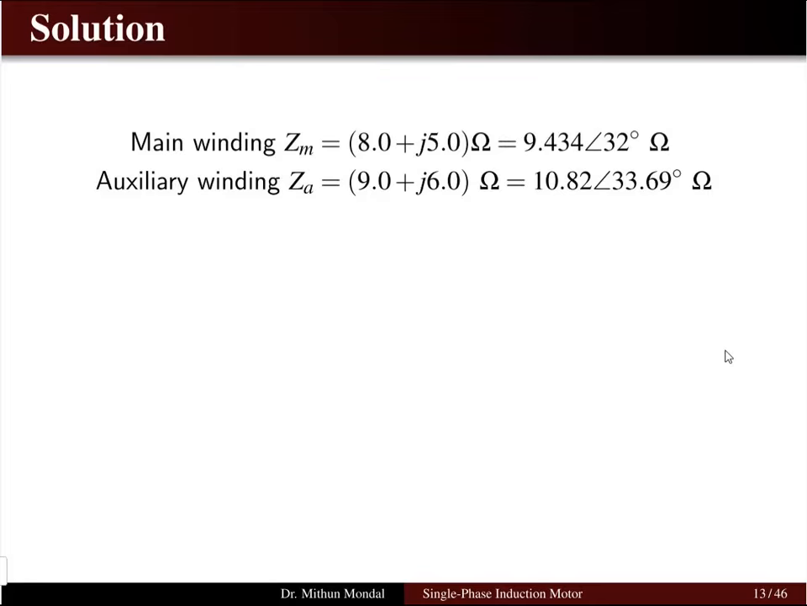So the given condition we have for the main winding and the auxiliary winding, the impedance values in rectangular complex form, we have to convert into polar form. So we have the magnitude and the phase. This gives the information of the impedances in magnitude and phase.